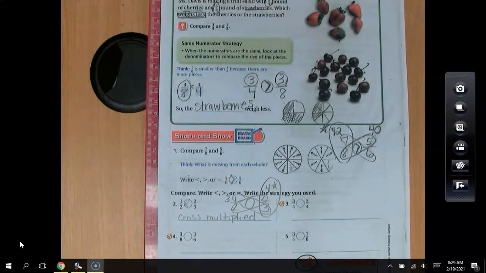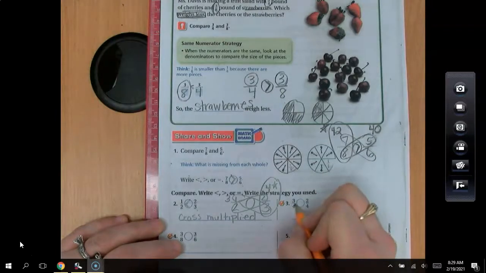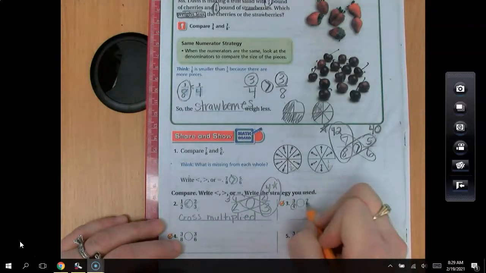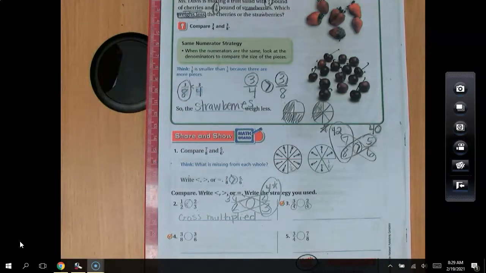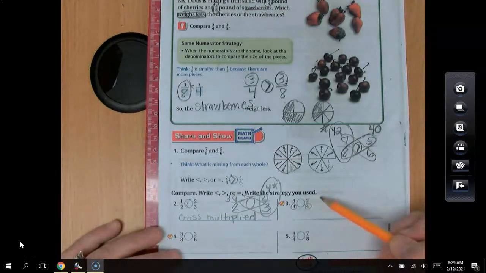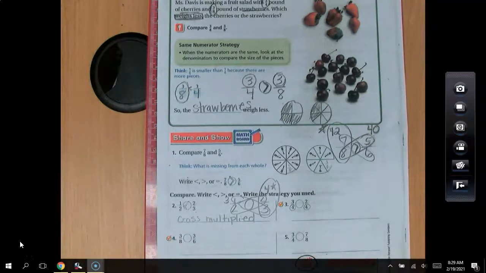All right, let's look at another one. Let's look at number 3. Let's see what's the same. Is there anything the same? Yeah, our denominators. Remember, the denominator is the number down, okay? Our denominators are the same. So when our denominators are the same, we just have to think normal, boys and girls. We have to look at the numerators. Which one is bigger? Is the 3 or the 2 bigger if I'm thinking normal, if I'm thinking regular?